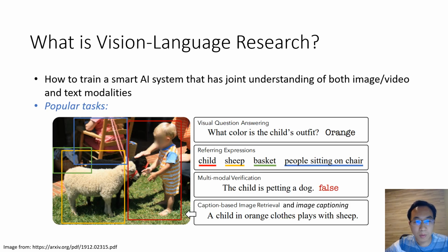And there are multiple popular tasks in this community, such as visual question answering, referring expression, multimodal verification, image retrieval, and image captioning. So for example, for the VQA task, basically, given an input question, you need to answer this question based on the image input. For referring expressions, you need to identify the correct image region that reflects your textual input. For multimodal verification, you need to judge whether your input statement is true or false. For image captioning, basically, you need to generate a natural language description of the input image.